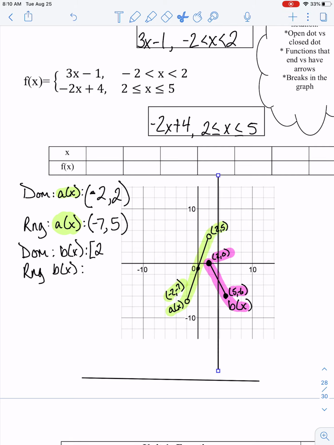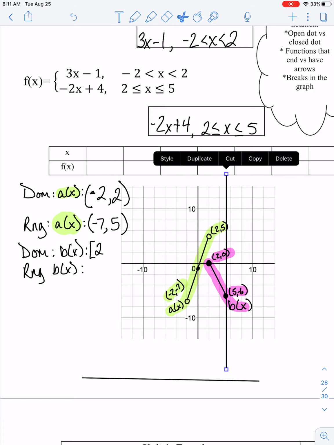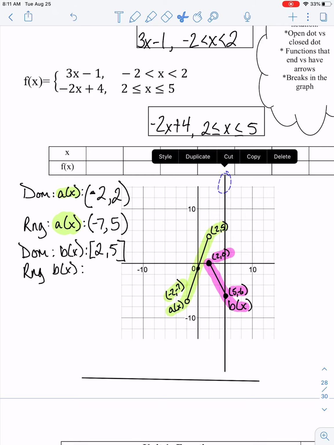I'm going to move it to the right until I get to the end. I get right there, I'm at a dot, so that tells me I can't go no further. So I stop at 5. 5 is a closed dot, so it gets a bracket as well. If it was an arrow, it would go to infinity. And remember, if it points up or points down, points to the right, points to the left, that's going to determine your infinity type.